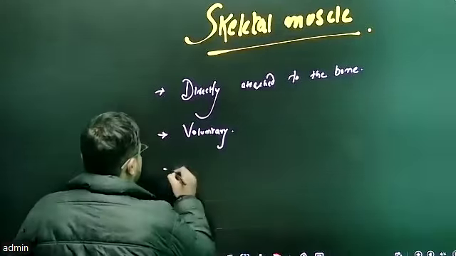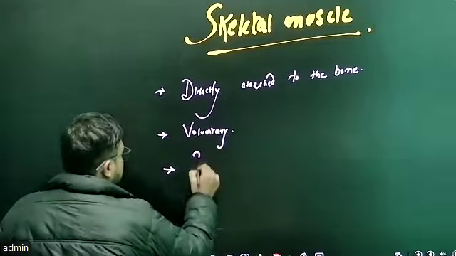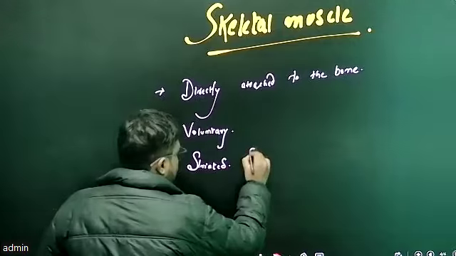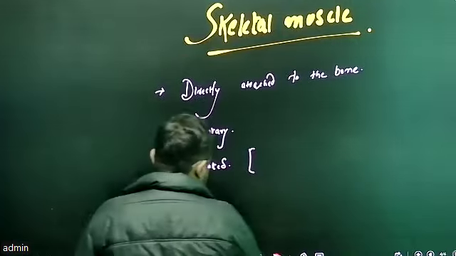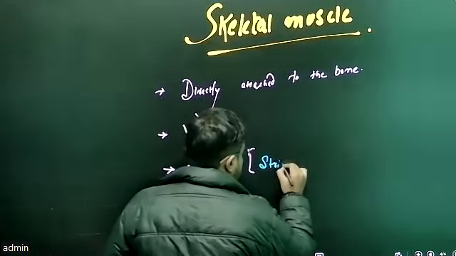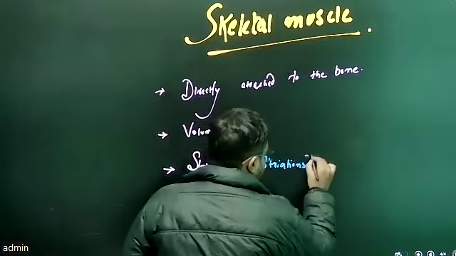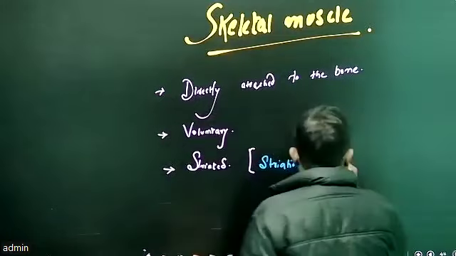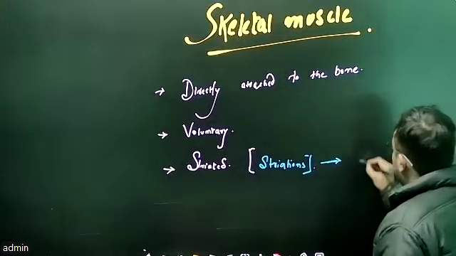Next, these muscles are also called striated muscle. Now, why are these muscles called striated muscle? Because they have striations in their structure. Now, what do you mean by striations? Striations are nothing but bands.